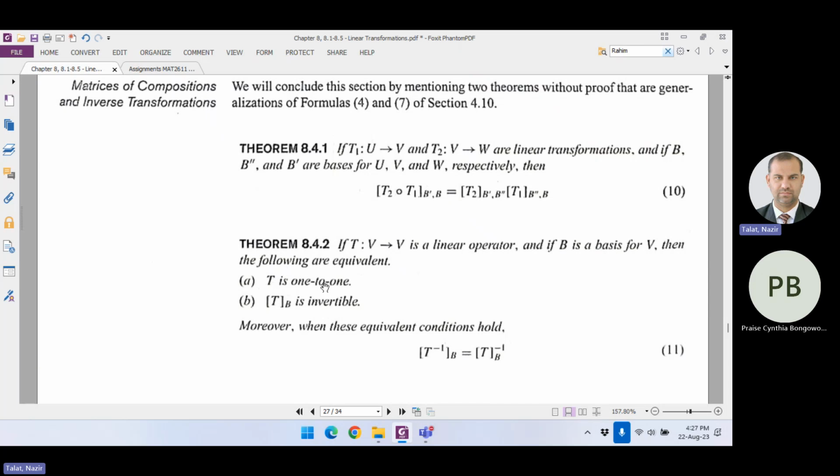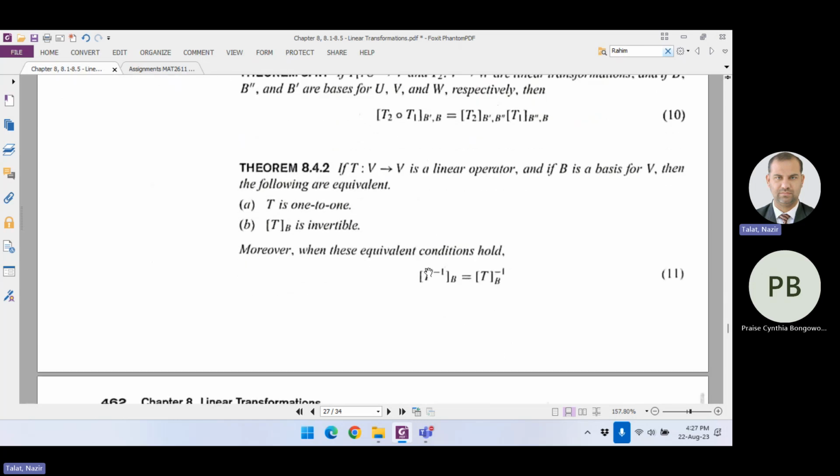T is 1-1. You know that if T is 1-1, then it means the matrix A is invertible. If matrix A is invertible, then the same matrix, the T of beta under the entries of beta, is also invertible. And moreover, if we take T inverse of beta, that will be equal to T beta whole inverse. So this is also the equivalent form of that.